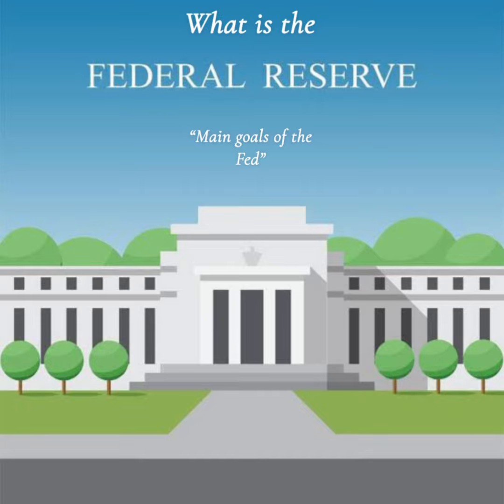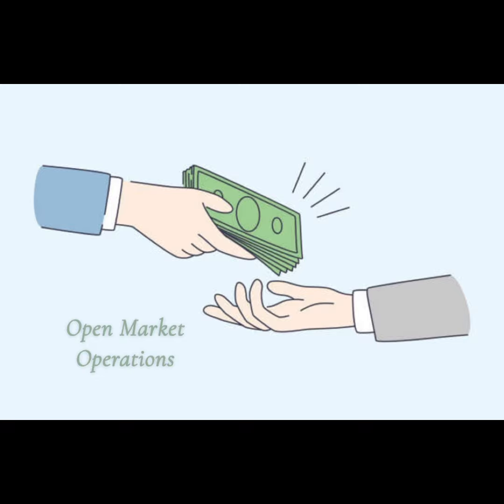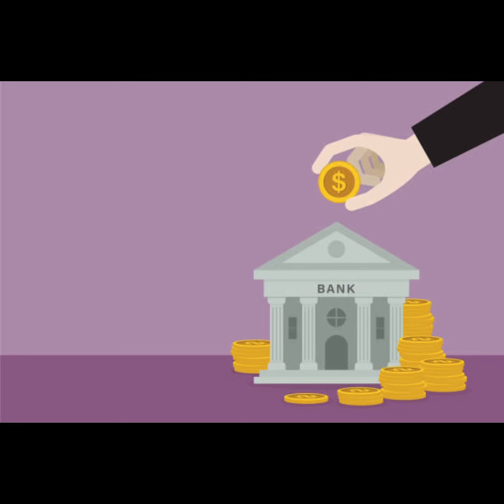How the Fed controls money and credit. There are three main tools that the Fed uses. First, open market operations, and this is when the Fed buys or sells government securities. When the Fed buys securities, it injects money into the banking system, making it easier for banks to lend. When it sells securities, it takes money out, making loans more expensive and harder to get.